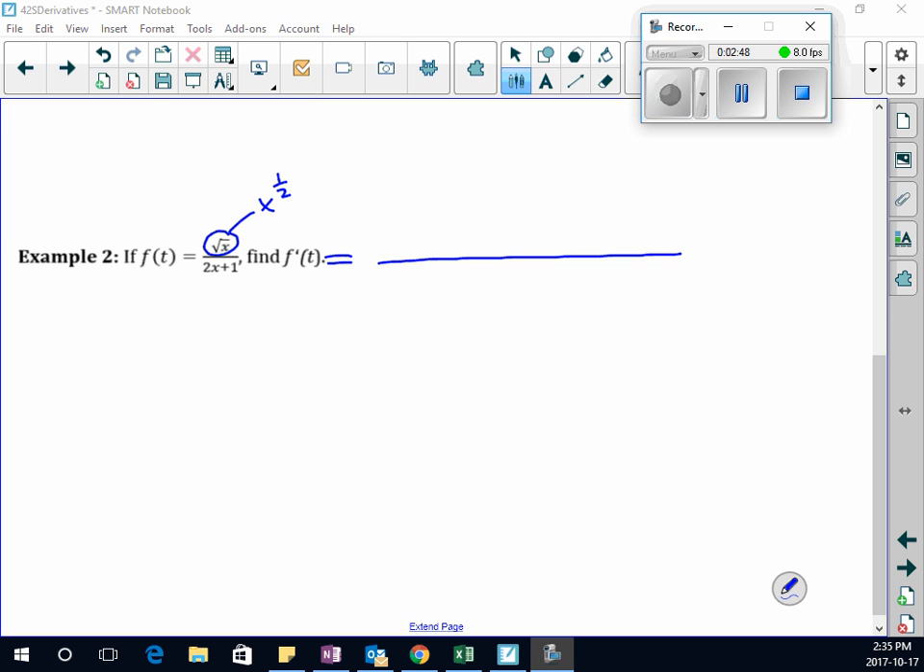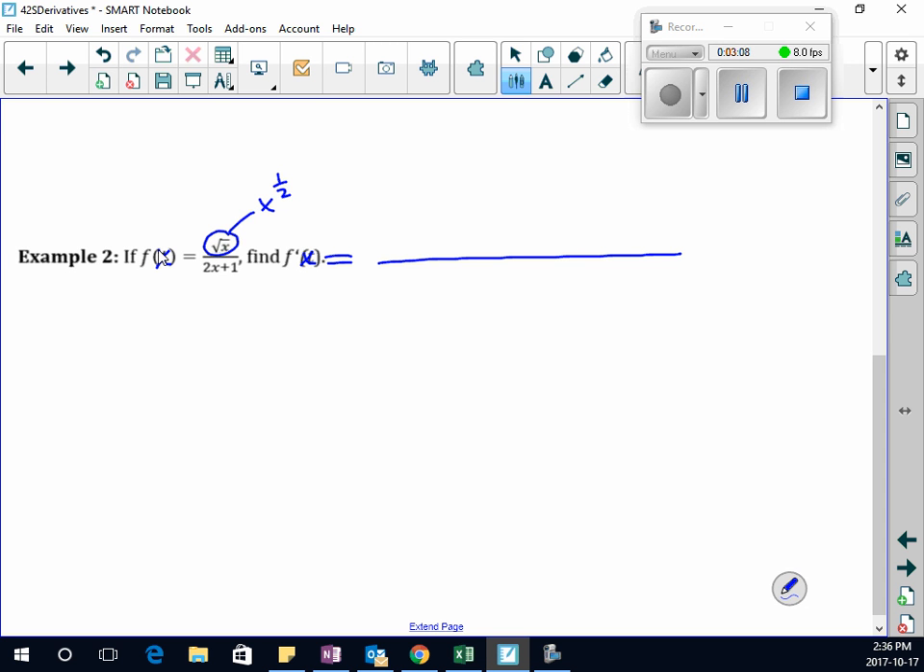Just so you know, this doesn't make sense that this is a t and this is an x. This should be an x in here and this should be an x there. Because otherwise it doesn't make sense if you're finding the derivative with respect to x, not with respect to t. Yes? When you're writing on your f of x for the second part, does it matter which one you do those x to the power of a half? Good question. No, it doesn't matter.